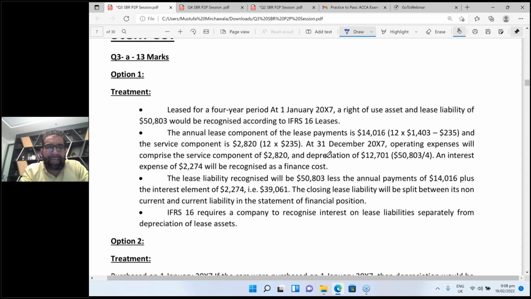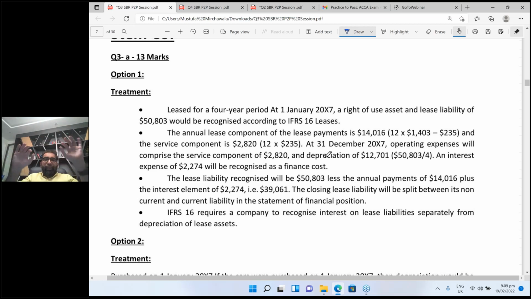Now the annual lease component of the lease payment, the pure lease payment, remember 1403 less 235, we remove the service charge, I did it with you, and multiply by 12, so it will be 14016. We already did this. And the service component is 2820, which is 12 times 235. At 31st December X7, operating expenses will comprise the service component. Yes, depreciation is also an operating expense. And interest 2274. These three things will go in P&L.